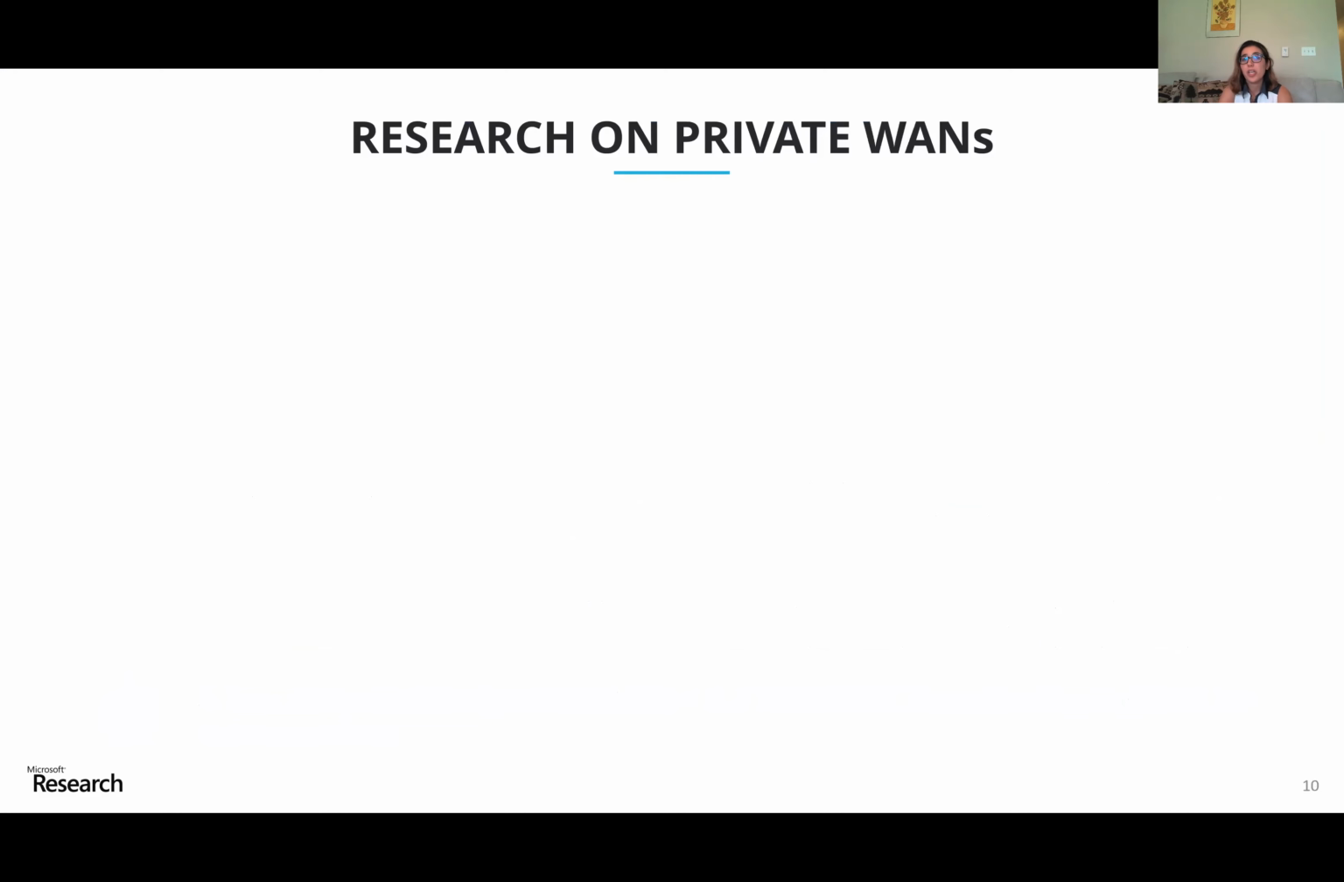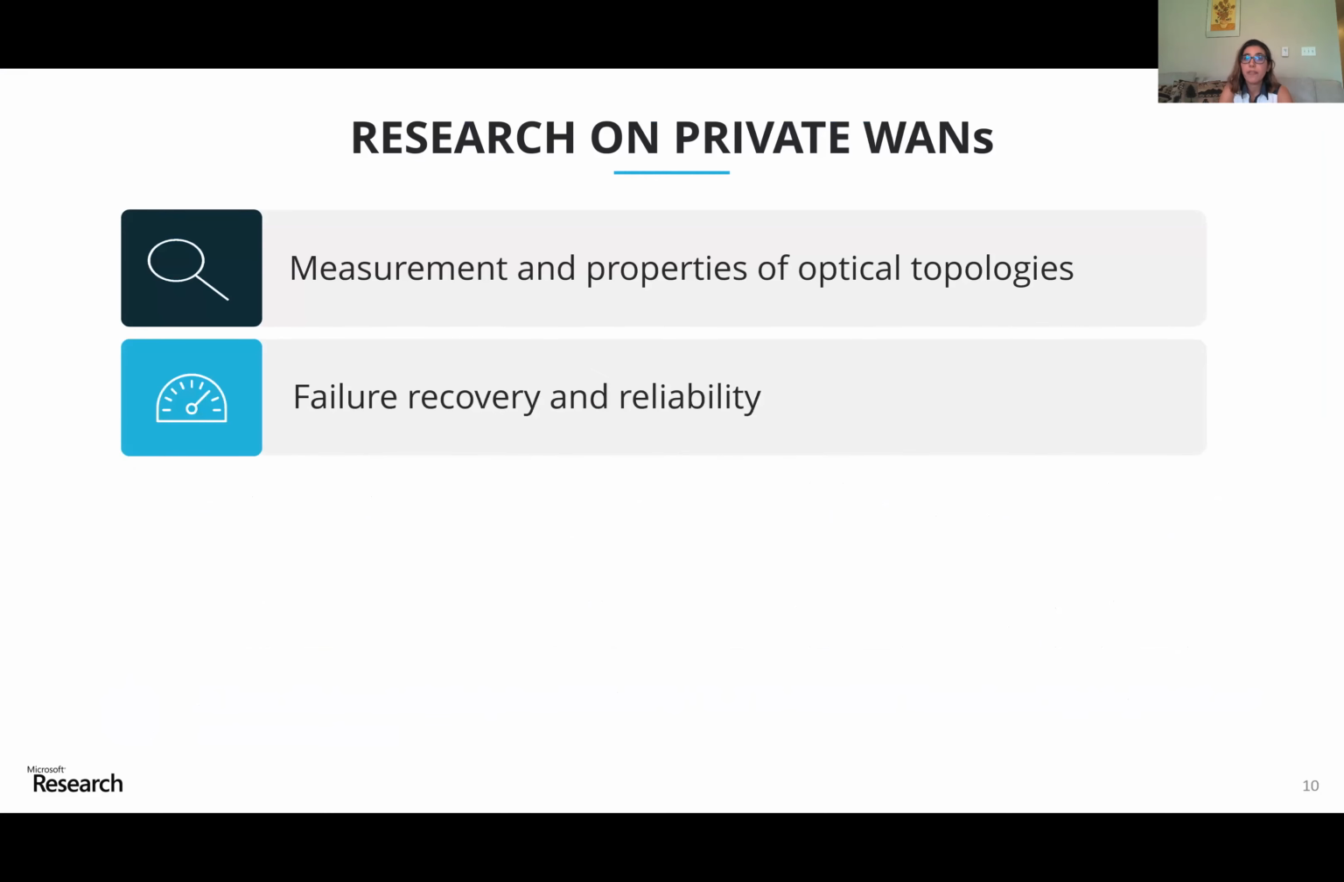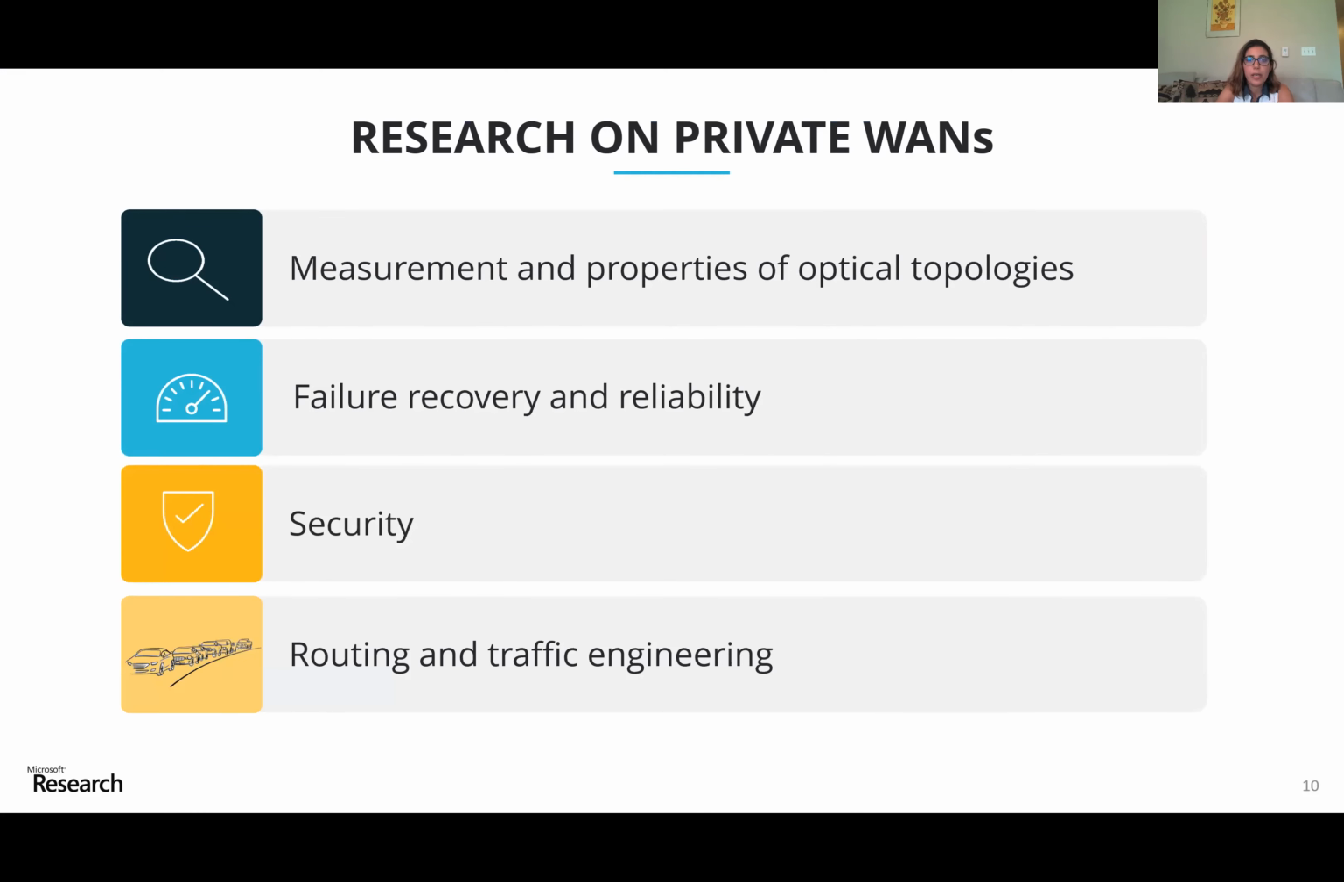Now, next, we're going to talk about what research is being done on private WANs. So similar to what we talked about in the public WAN space, there's a lot of measurement work that looks at the properties of these networks and the properties of the optical topologies that they tend to operate. There's work on failure recovery and reliability. Some work in this space includes FFC and TE-AVAR, which look at how you do traffic engineering to have failure resiliency. There's work on the security of these networks. And then finally, there's work on routing and traffic engineering, work such as NC flow, SWAN and B4, which we talked about earlier, that look at how you route traffic through these networks so that they're operated efficiently.